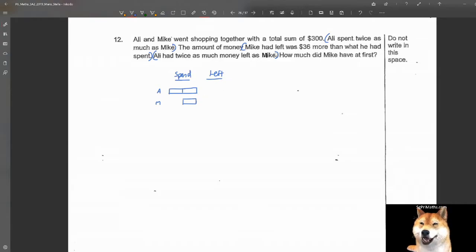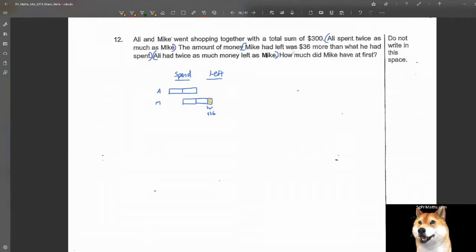So the amount of money Mike had left was 36 more than what he had spent. So this is 1 unit. Then you add a little something. Okay, let me color it here. Draw a little box. Say this is 36. And just color.